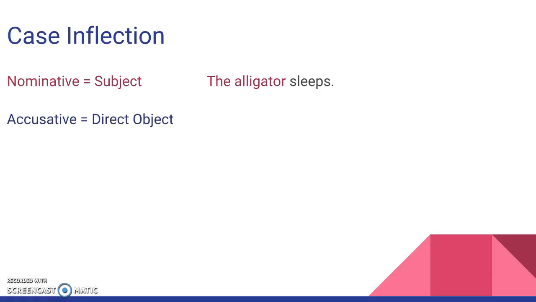The accusative case shows the direct object of the sentence. The direct object is the thing receiving the action. Here, the cat is the nominative in this sentence, and the burrito is in the accusative case because it is being bitten. The genitive case shows that one noun possesses another noun.